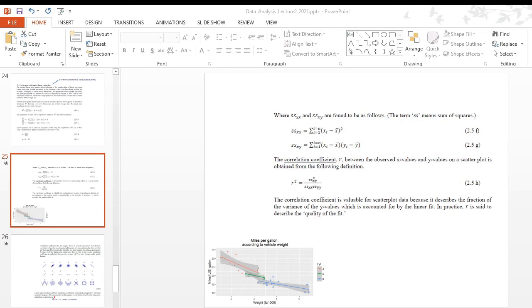From that you get something called the correlation coefficient r between the sample of x values and the corresponding sample of y values on a scatter plot. So it follows that numerical recipe. The correlation coefficient r describes the fraction of the variance of the y values which is accounted for by the straight line fit. In practice, this r is said to describe the quality of the fit, but watch out.